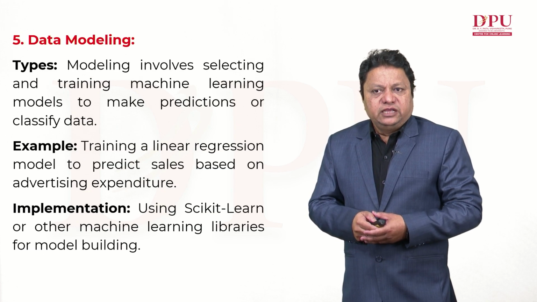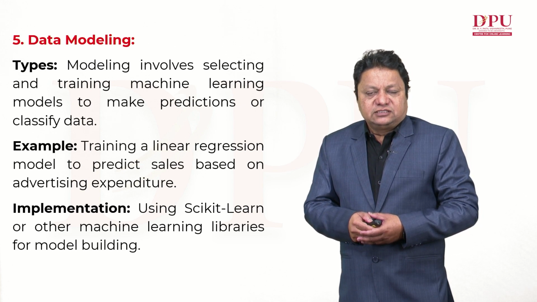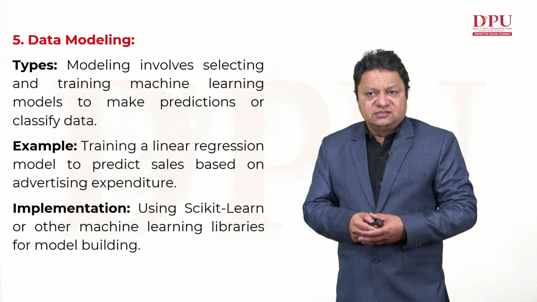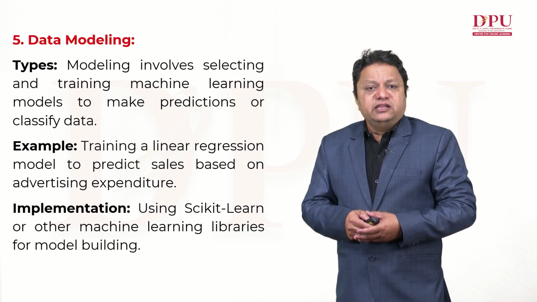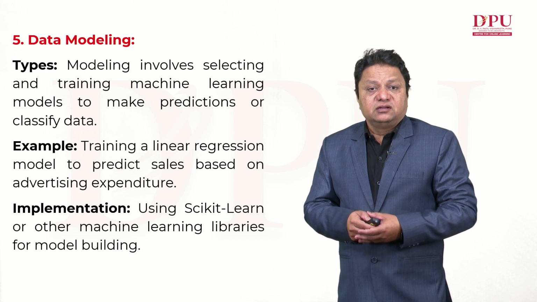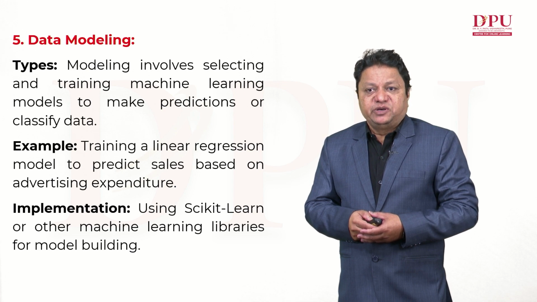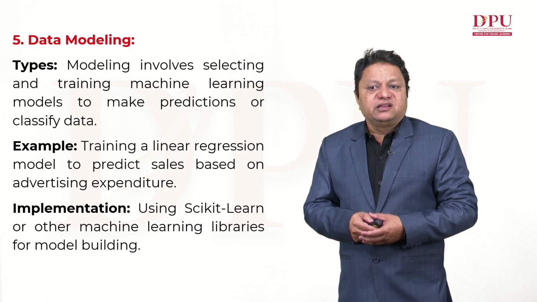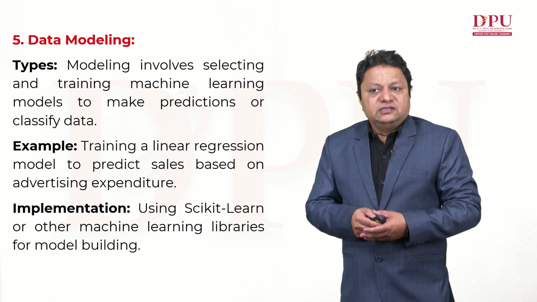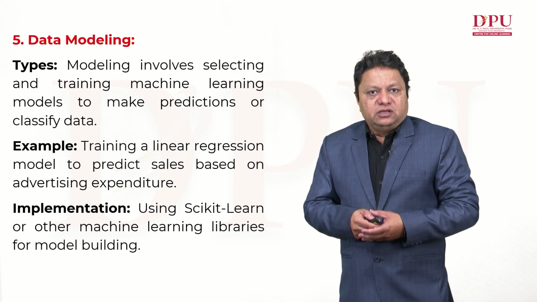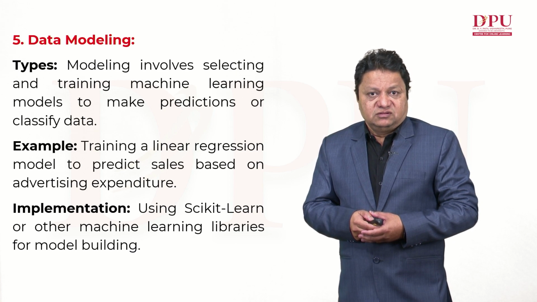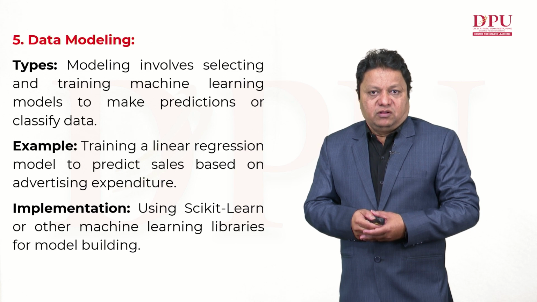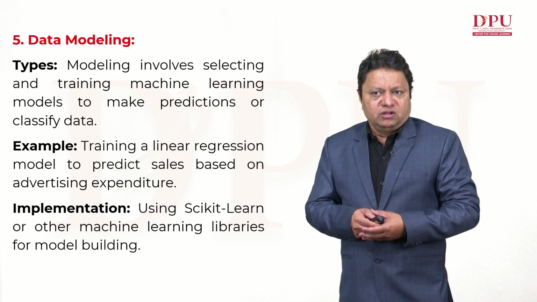So, now let us understand data modeling, the fifth step of data analysis. For example, training a linear regression model in order to predict the sales based on advertising expenditure. Here I am building a linear regression model in order to predict the sales of a particular product based on the advertising expenditure that I have incurred. Modeling involves selecting and training the machine learning model to make predictions or to classify the data.